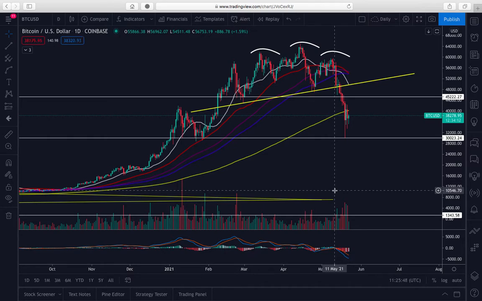So here's the Bitcoin daily chart. I just want to break down the past couple of weeks' worth of price action, and what the hell just happened this week to Bitcoin. And we've kind of prevented what happened.